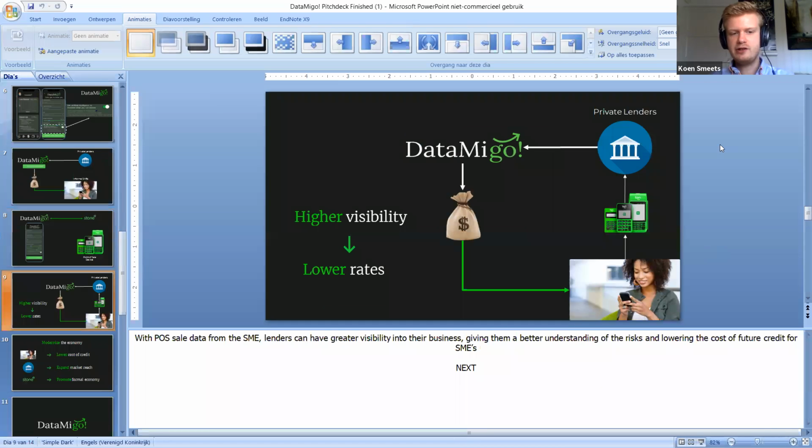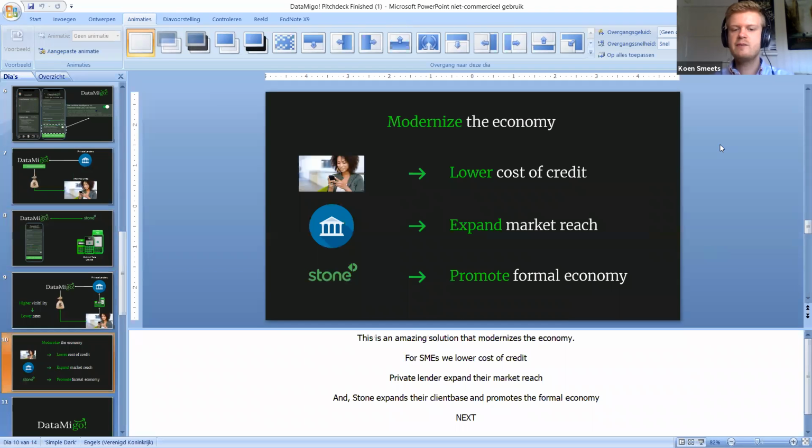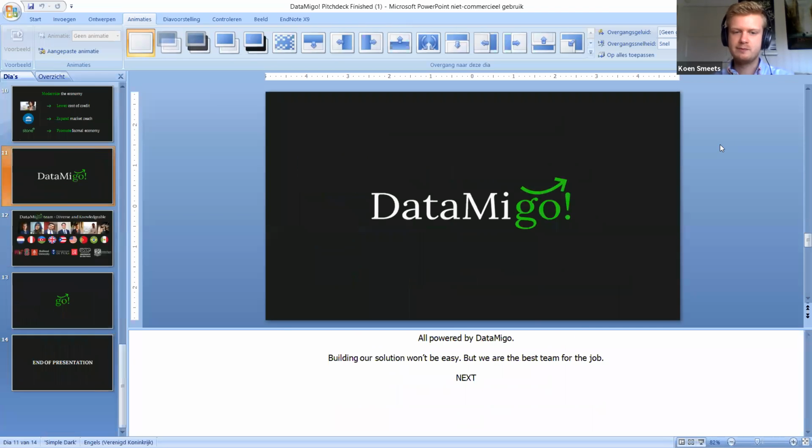With the POS sale data from the SMEs, lenders can have greater visibility into their business, giving them a better understanding of the risk and lowering the cost of future credit for SMEs. This is an amazing solution that modernizes the economy. For SMEs, they lower the cost of credit. Private lenders expand their market reach. And Stone expands their client base and promotes the formal economy. All this is powered by Data Miguel.